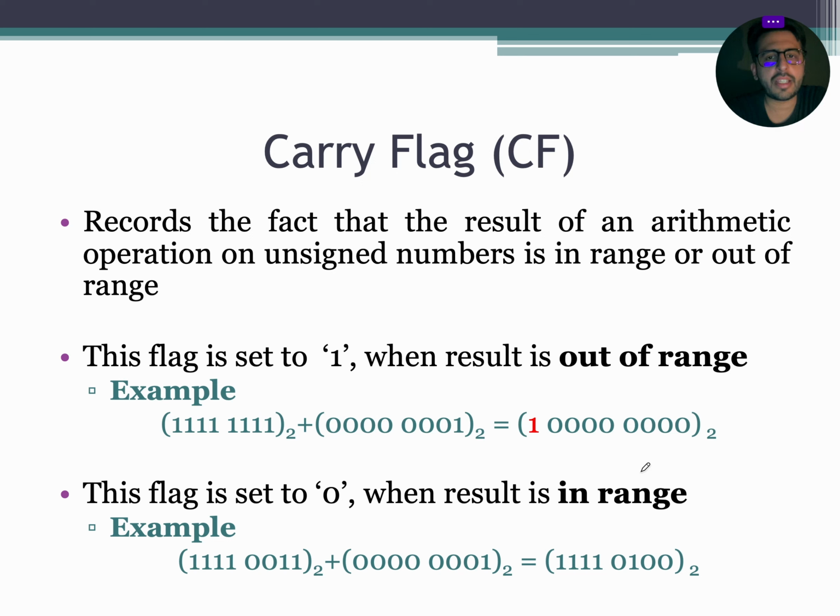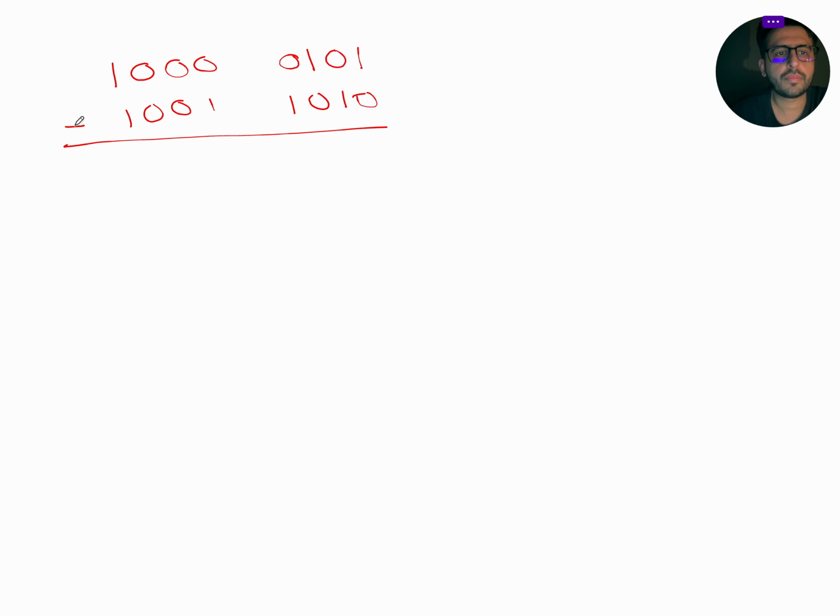Now let's discuss the second last flag, that is the carry flag. The carry flag records the fact that the result of an arithmetic operation on unsigned numbers is in range or out of range. To understand the carry flag, let's consider the following examples. So example number 1, let's add two numbers. The given question utilizes two input data of 8 bits. In case the achieved answer takes more than 8 bits, then the carry flag will be equal to 1.